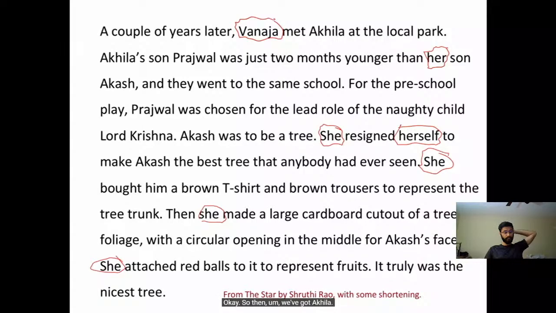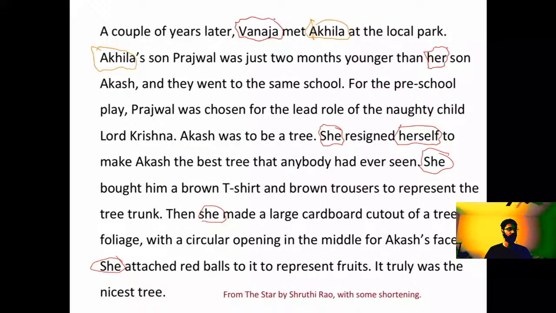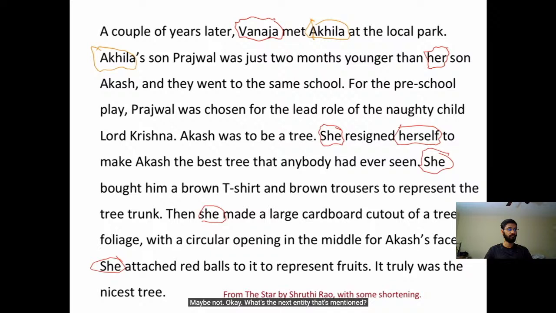Okay, so then we've got Aquila. Where's Aquila next referred to? There's Aquila. Okay, there we go. Are there other references to Aquila? Maybe not. Okay, what's the next entity that's mentioned? Prajwal. Okay, so what other references are there to Prajwal?